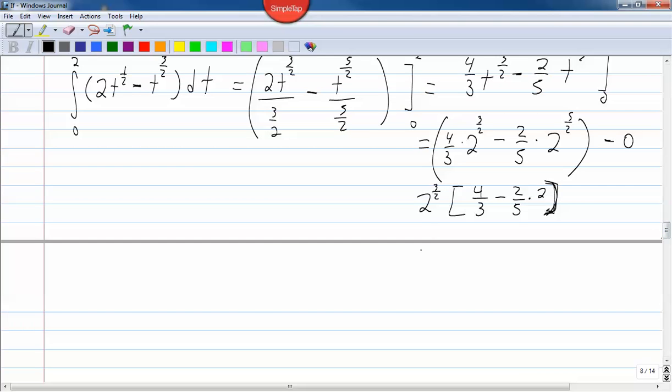Alright, so this is going to simplify nicely. This is 2 to the 3/2 times 4/3 minus 4/5. Alright, so that's going to be 15. So I'm going to say that's 5 times 4 is 20 minus 3 times 4 is 12. So I have 2 to the 3/2 times 8/15.